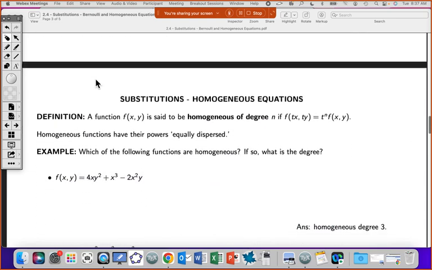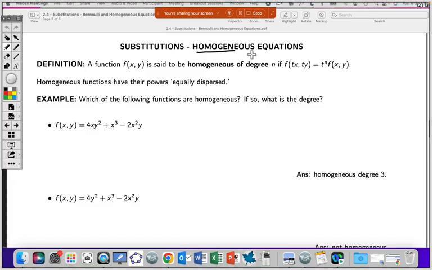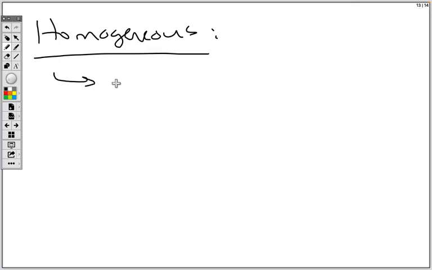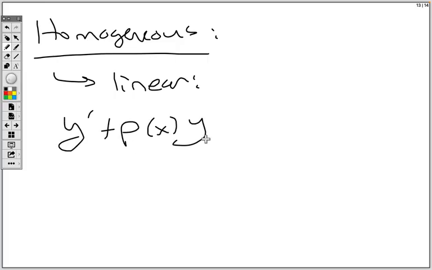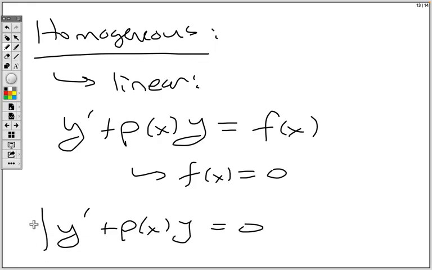All right. So now we're going to talk about another type of substitution that's for these types of equations. Okay. Now let's talk about this word. We already used this word in the context of linear equations. So when we talked about a homogeneous linear equation, it is a linear equation where the f of x is equal to 0. So homogeneous linear means this.